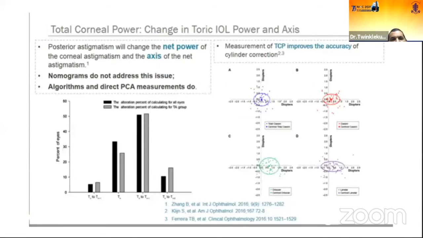And so over a period of time, in 2017, Ferreira came with this paper that posterior astigmatism will change the net power of the corneal astigmatism, and the axis also changes. Nomograms are not addressing this issue, but when you measure the posterior corneal astigmatism, it has a significant effect in decreasing the cylindrical correction.